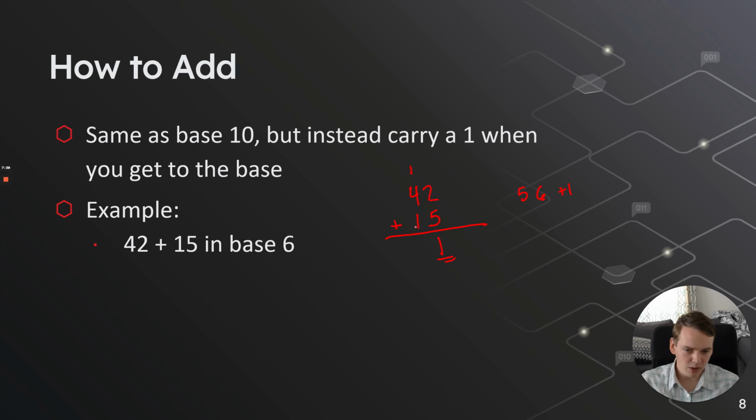So then 1 plus 1 plus 4 is 6, so that means we've hit our base, so we need to write a 0. We carry a 1. And so this would be 101. 42 plus 15, or sorry, I should say 42 plus 15 in base 6 would be 101.